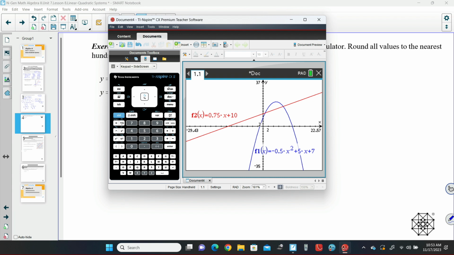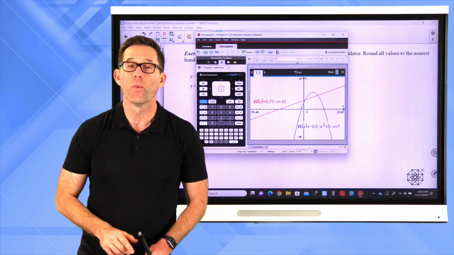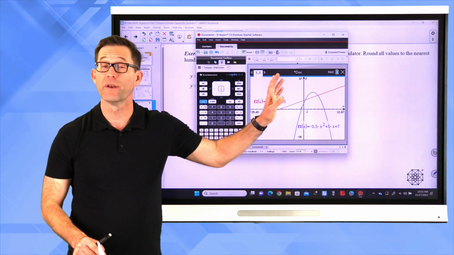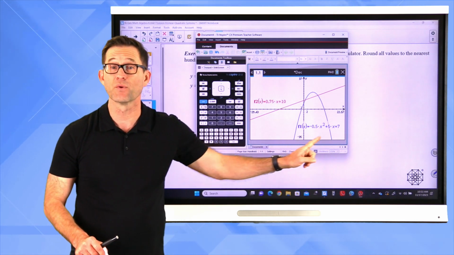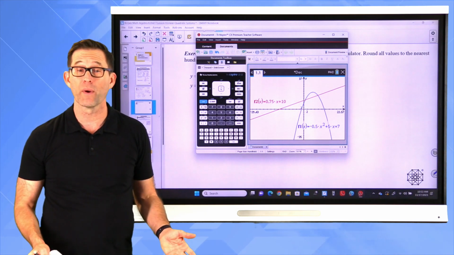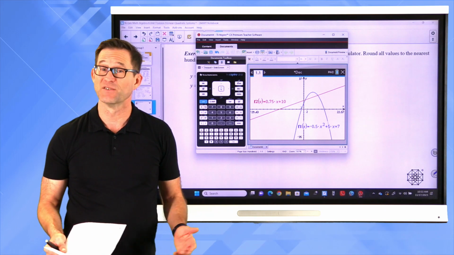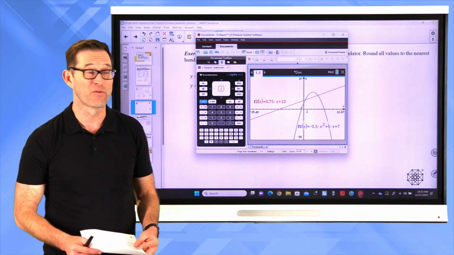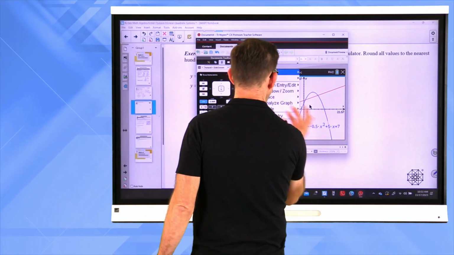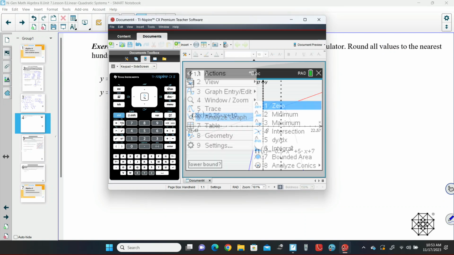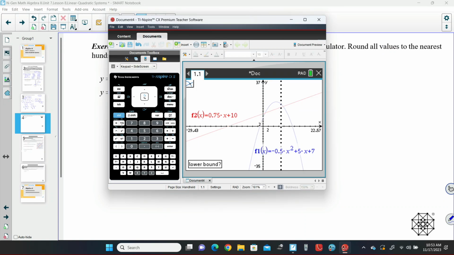Let's now find the intersection points. Okay, so we could play around and try to get the optimal window. I love zoom box. That's another nice one because you can draw a box around the window. And I had it well, and then I touched the screen and boom, it zoomed out on me again, which is unfortunate. But what we want to now do is use that analyze graph just like we did before. We want to find our intersection points.